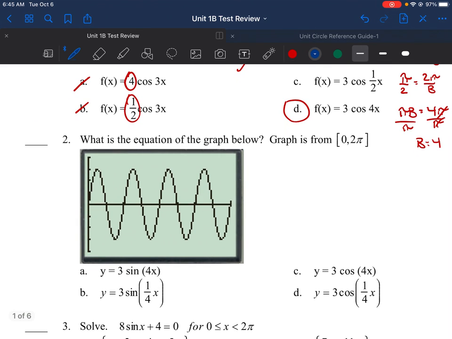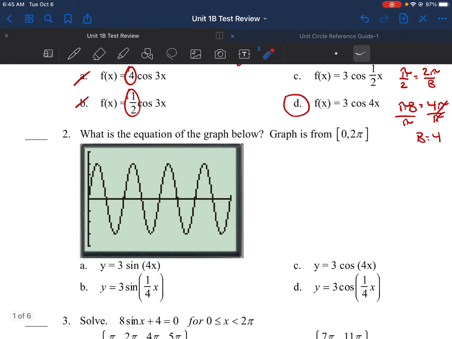All right, number 2. What is the equation of the graph below? Graph is from 0 to 2 pi. That's going to be some very important information for us. This graph is going from 0 right here to 2 pi, which is right there. So a couple things to notice about your answer choices is that they all have a terms of 3, so that's not going to help us too much. What we need to look at is the b term, which helps determine the period.